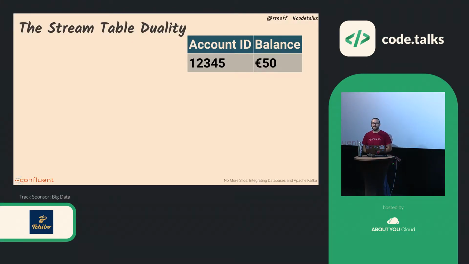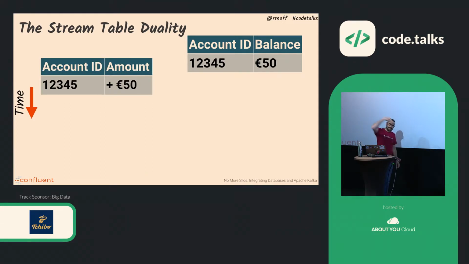And there's this thing called the stream table duality. So let me explain. If you've got a bank account, you've got a table in the bank, and it is as simple as this. I've seen systems. It's not. This is a very simplistic way of representing it, but it makes sense. You've got a table, and you say, what's the balance for my bank account? Select star from table where account ID is 12345, and it says the balance is 50 euros. And that came about because I put some money into the account.